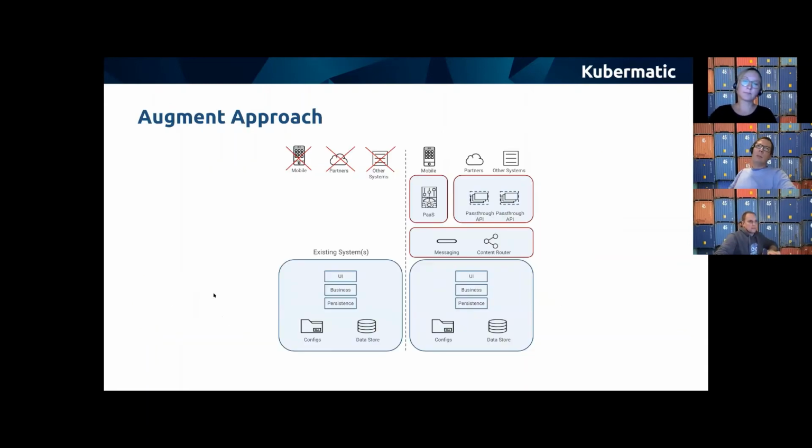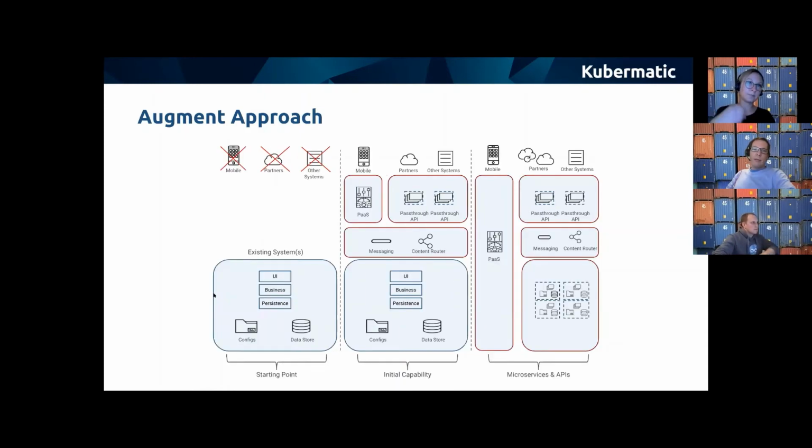The second approach we can see is the Augment approach. The Augment approach is focused on keeping the legacy intact and enabling new capabilities with new layers. In this example, this would be either a messaging bus or a content router. We have the same starting point of a monolithic stack, where we would keep the legacy parts untouched but, as mentioned, provide the new capabilities on top of it.